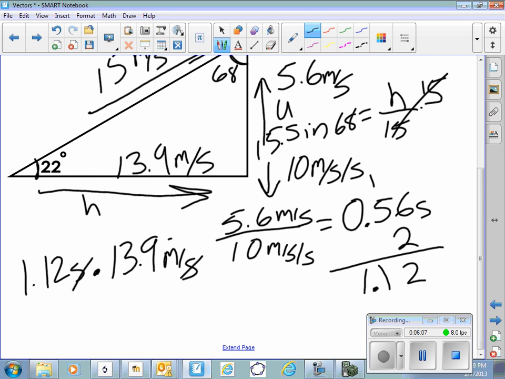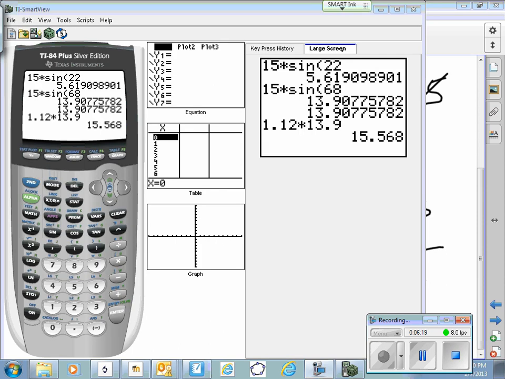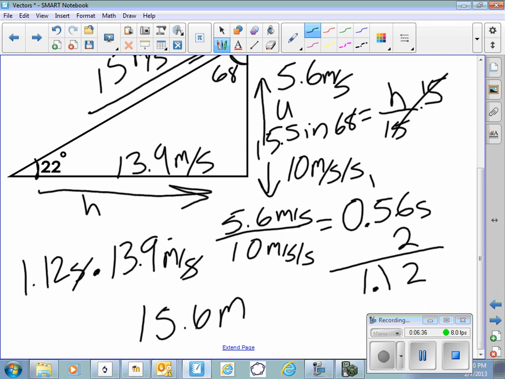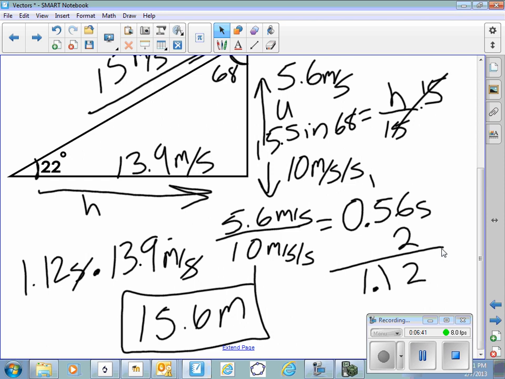Okay, so with seconds in the denominator and seconds in the numerator, all we're left with for units are meters, and that's what we want to know: how far will we go on this jump. 1.12 times 13.9 gives us 15.6. We call it 15.6. So how far will we jump? We will jump 15.6 meters. Fairly tough problem analyzing it without vectors, but with vectors it simplifies it quite a bit.